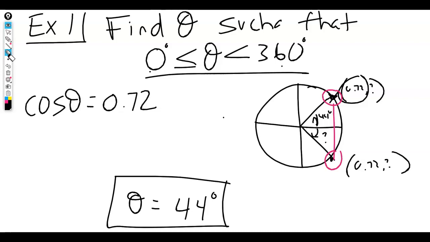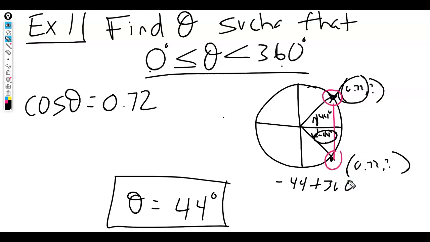So, how can I figure out what it is, though? Because negative 44 is not going to be my answer, because we want answers that are between 0 and 360. So what I need to do is find a coterminal angle for negative 44. Negative 44 was my answer, and hopefully you guys remember how to find a coterminal angle. You're just going to add 360 to it to make it a positive number.